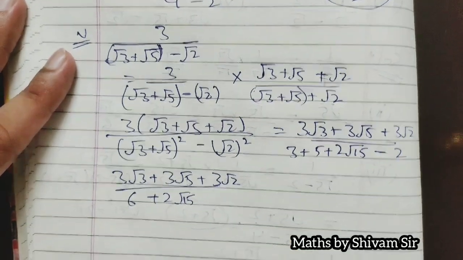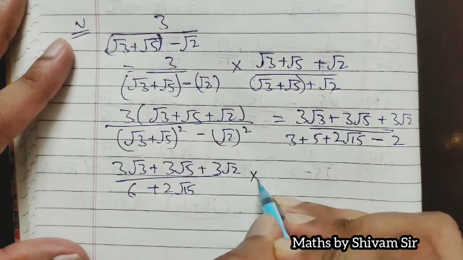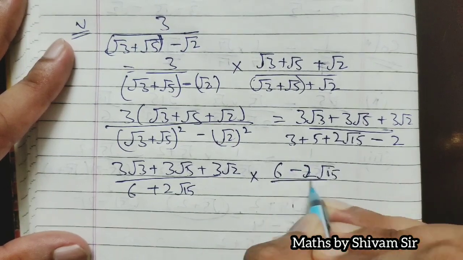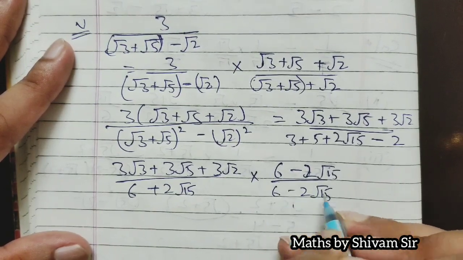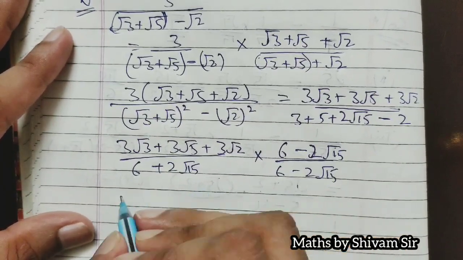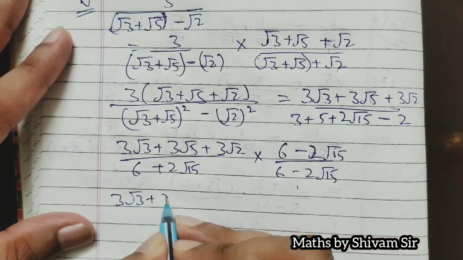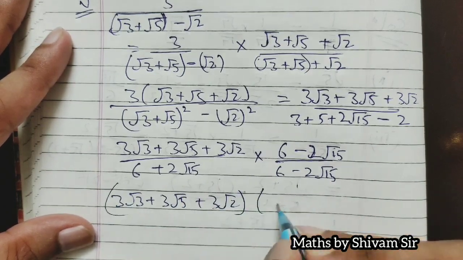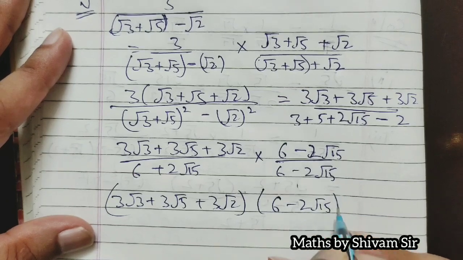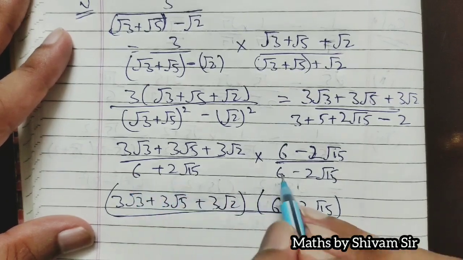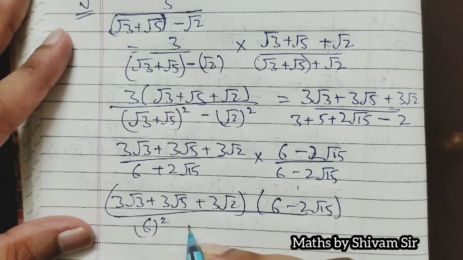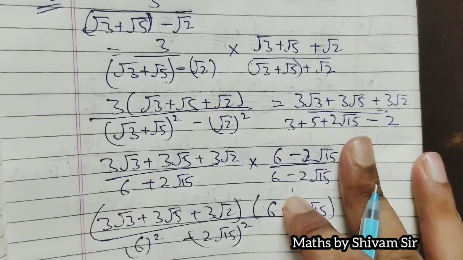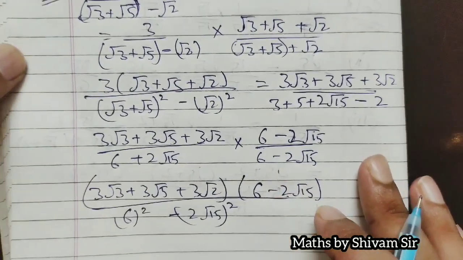Now rationalize it again. So multiply both the sides by 6 minus 2 root 15 upon 6 minus 2 root 15. So now what do we have? 3 root 3 plus 3 root 5 plus 3 root 2 multiplied by 6 minus 2 root 15 upon a plus b, a minus b is a square minus b square. So now just simplify this. Pause the video to note it down.